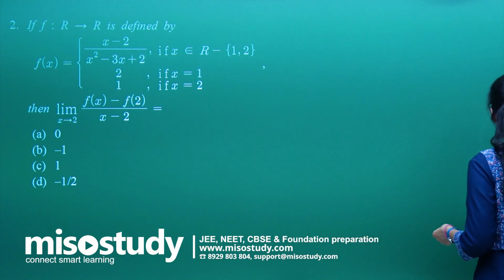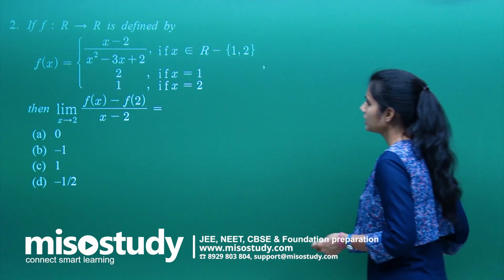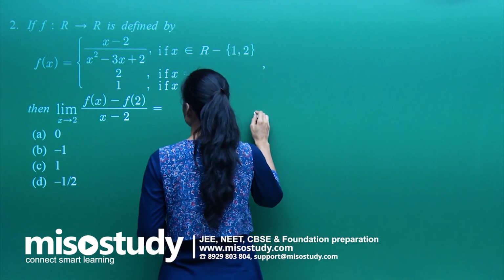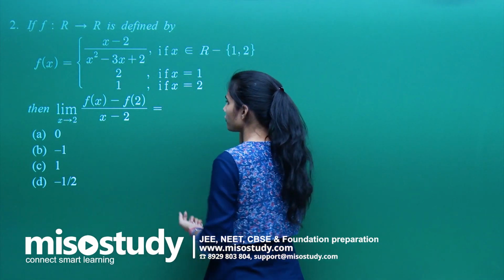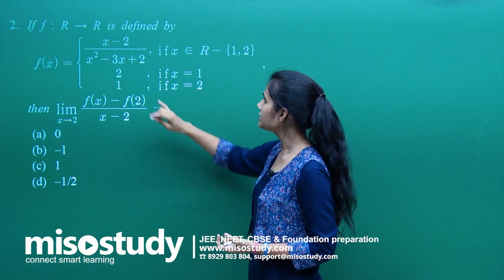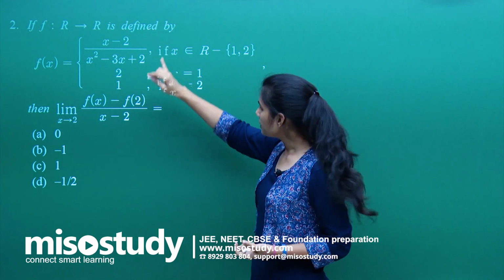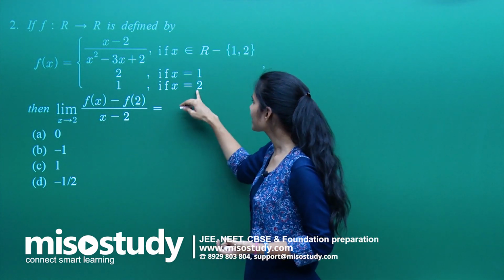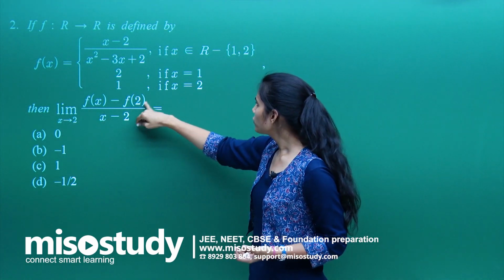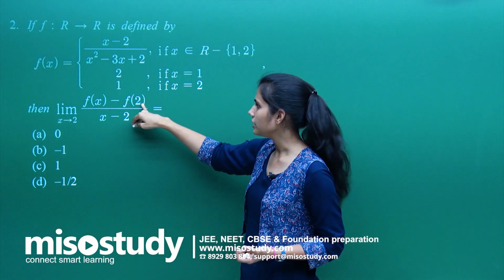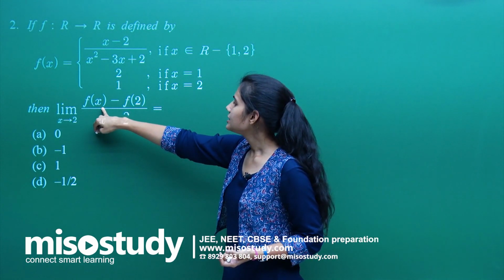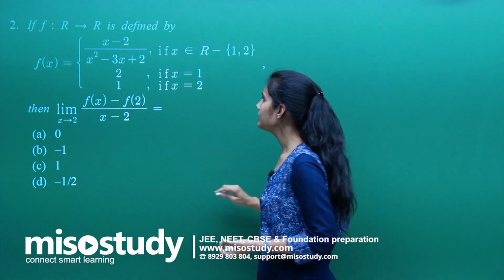So what is the value of this limit? It is the limit as x approaches 2 of (f(x) minus f(2)) upon (x minus 2). My f(x) is this. Since x is approaching 2, I cannot plug in that value directly in f(x). F of 2 I need directly, so I am going to plug in 2 over here. I want the limit as x tends to 2 of f(x). Now if you simplify this, what do you get?